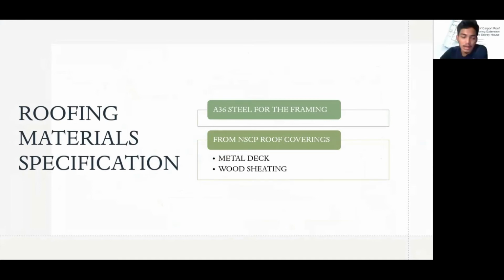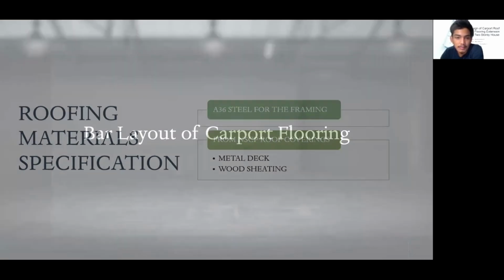Hi, I am Mark Kenneth Baldoque and I will be discussing roofing material specification. For the framing, we will be using A36 steel, while for the roof coverings, we will be using metal deck and wood sheeting.